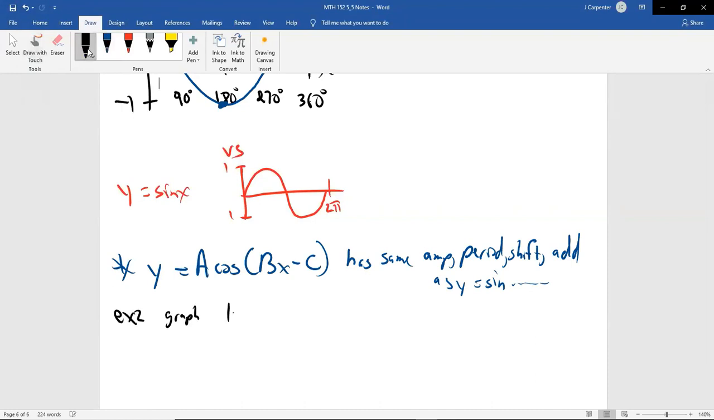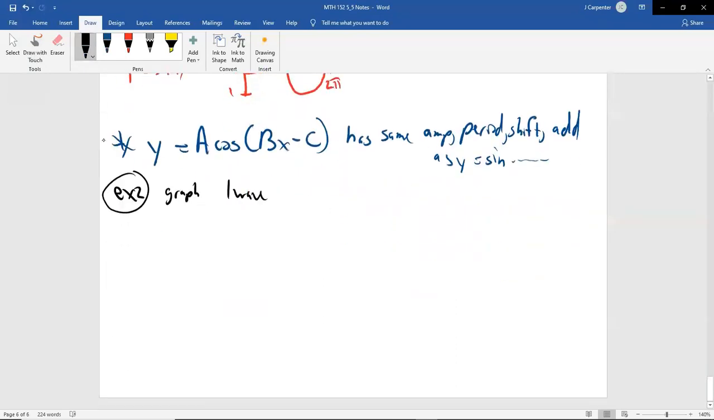Graph one wave. Let's go with y is equal to 2 cosine. I don't want to make this inside too messy, but I do want it to be a little messy. Let's go with (2x plus 8 pi).